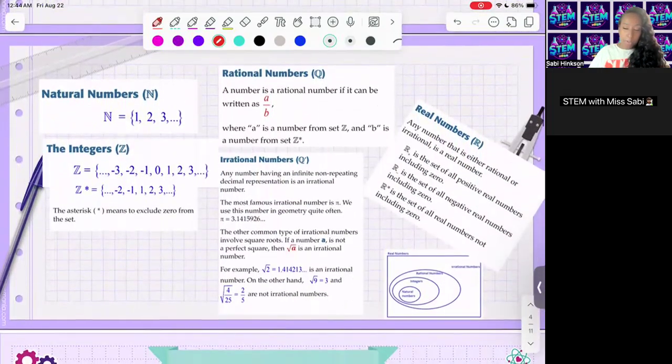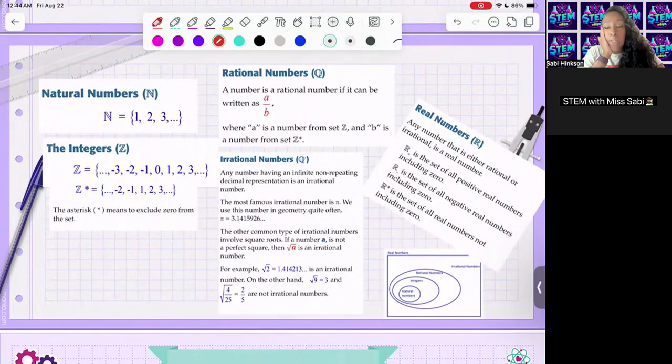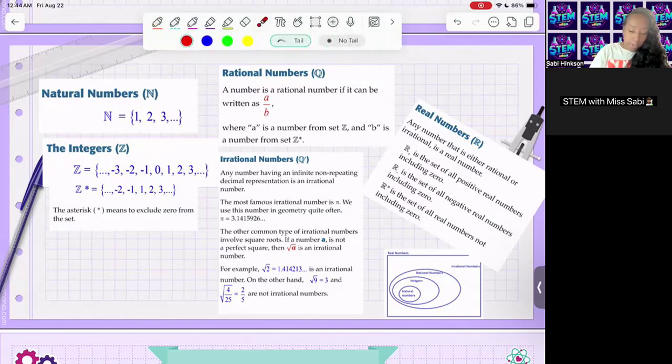So there are symbols for these things, right? Natural numbers has this fancy N, integers has this fancy Z looking letter. Something important to notice is that we have the integers here, but this little asterisk means you have the integers but you're not including zero. So rational numbers, identified by this Q, can be expressed as a fraction, but your B, which is on the bottom, is a number from set Z asterisk, meaning any integer as long as it's not zero.